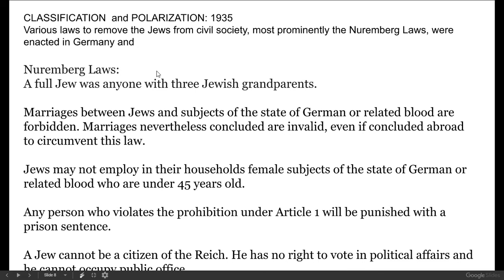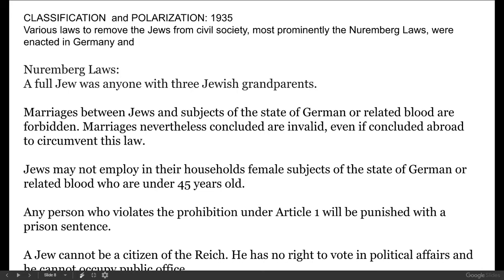So they classified them, and then they polarize them, which means they divide them. So various laws to remove the Jews from civil society, most prominently the Nuremberg laws. And so Hitler put out these laws in 1935 that said any full Jew was anyone with 3 Jewish grandparents. So even if you were 1/3 not Jewish, you were still a Jew because you had 3 grandparents.